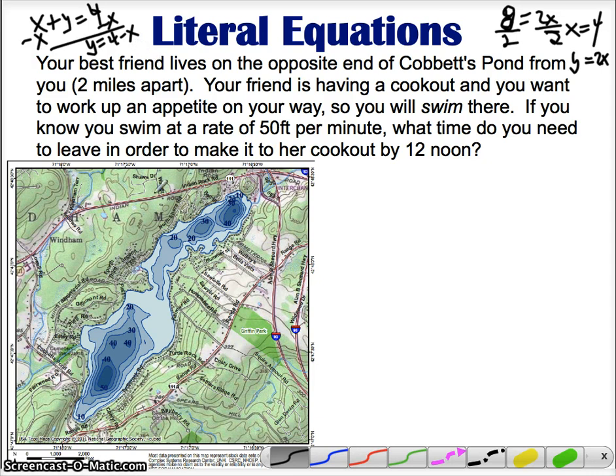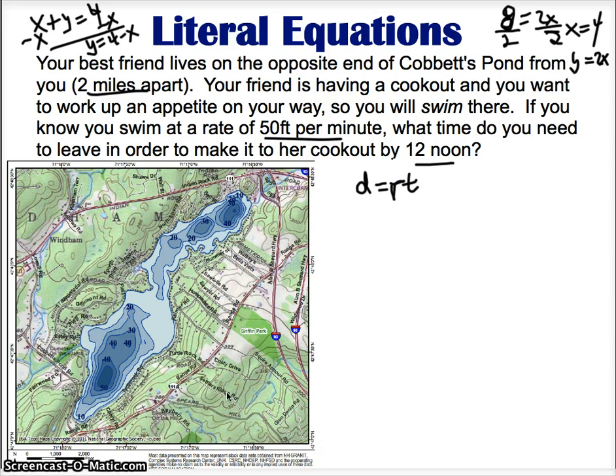Now, the reason we use them is for applications such as this one. Right here, we have this word problem. Your best friend lives on the opposite end of Cobbetts Pond from you, 2 miles apart. Your friend is having a cookout and you want to work up an appetite on your way, so you will swim there. If you know you swim at a rate of 50 feet per minute, what time do you need to leave in order to make it to the cookout by 12 noon? So what we're going to do is look at the equation that deals with rate, time, and distance. That equation is distance equals rate times time.